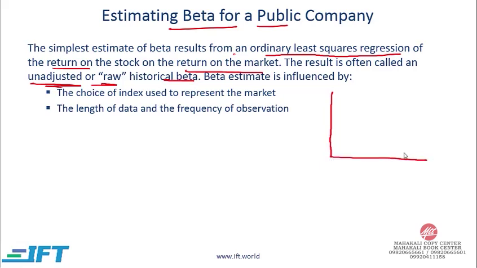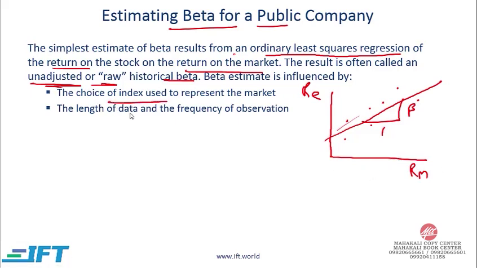So you run a regression. What is the x-axis? The x-axis would be the return on the market, and the y-axis would be the return on a given stock. Then you would have these various data points, and you would then draw the regression line, the best fit line. The slope of this line is beta. So beta gives you an indication of the sensitivity of your stock return or equity return to market returns.